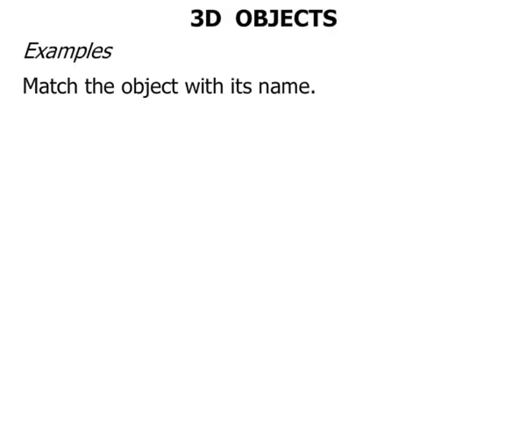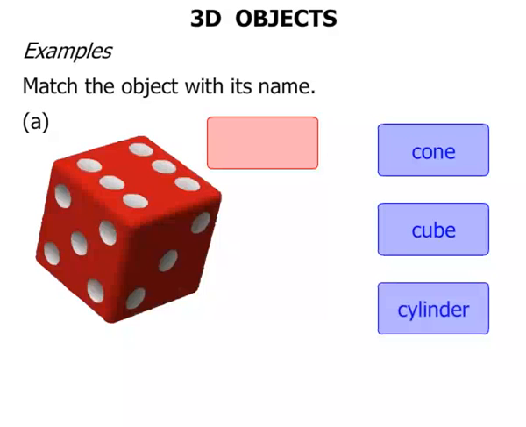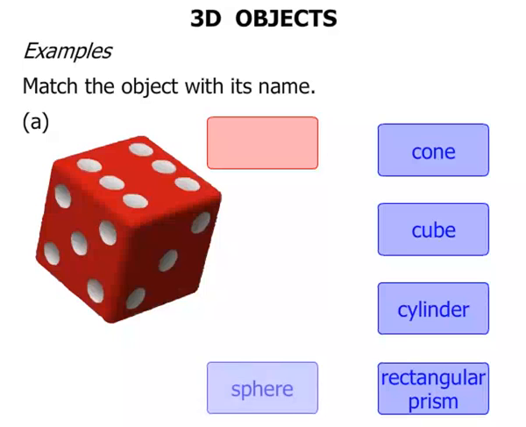In this lesson, we do some work on 3D objects. Examples. Match the object with its name. So the first one we've got there is a die. Notice I didn't say dice, because dice is if you've got two or more. But if you've just got one of them, it's a die. So the names we're going to choose from: a cone, a cube, cylinder, rectangular prism, sphere, or triangular prism.